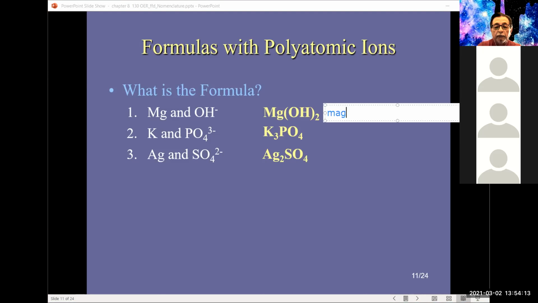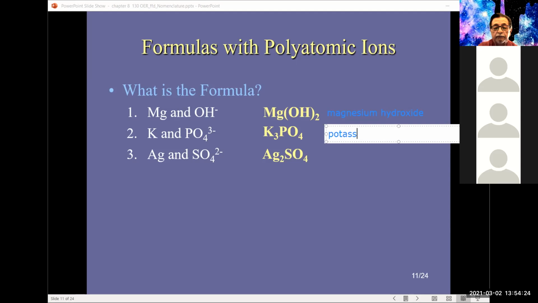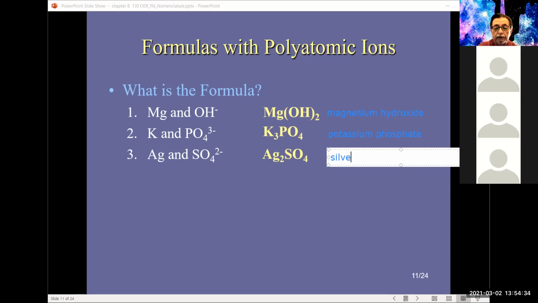But this is magnesium hydroxide, okay? Potassium phosphate and silver sulfate, okay? Notice no Roman numerals here so far, right? Because magnesium, potassium, and silver are part of the 16. Therefore, no Roman numerals are required here, okay?